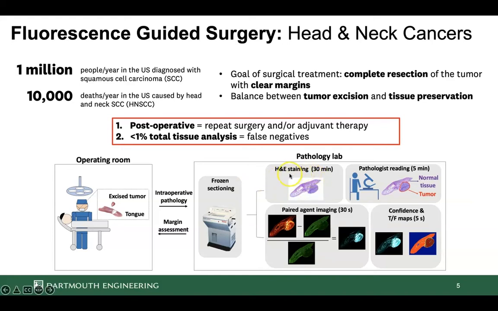After the tissue is sectioned and stained with H&E stain, a pathologist will read the slide and say whether or not there is any residual tissue in the tumor margin. What we propose is actually using paired agent imaging at the tissue level and at the section level to determine whether or not there are regions that are suspicious to have positive tissue. As you can see here in the bottom, this is an example of a tumor in a mouse tongue.